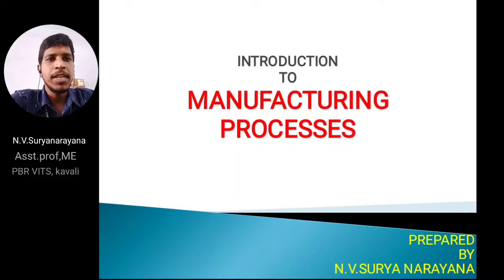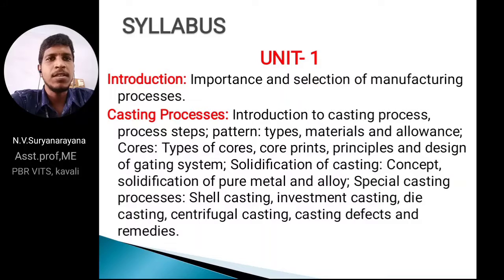Today, I am going to explain about the subject of manufacturing process, and in this we will discuss the syllabus of manufacturing process unit wise. First of all, coming to unit 1, introduction about manufacturing process. We already know that manufacturing is a process of converting raw materials into final products or tangible products by using land, labor and equipment.